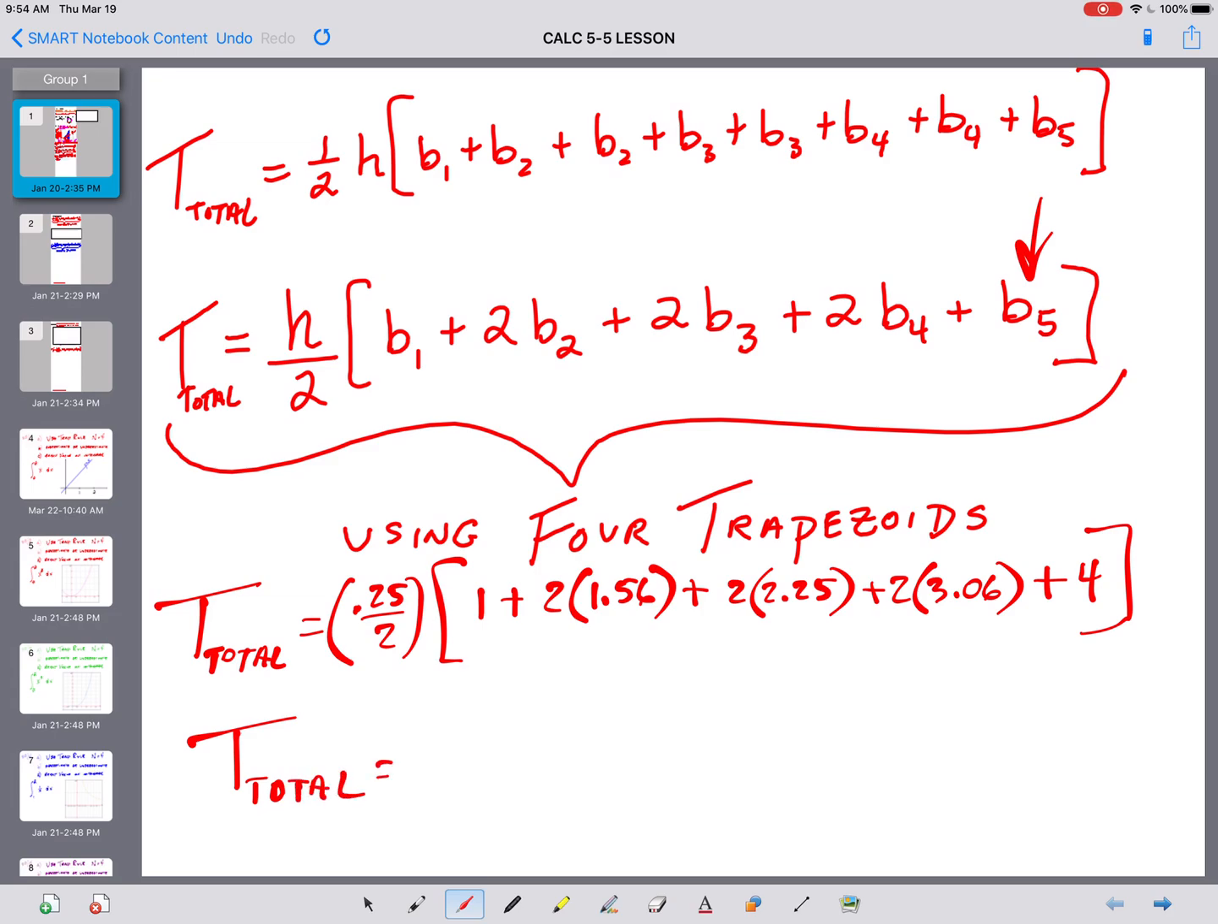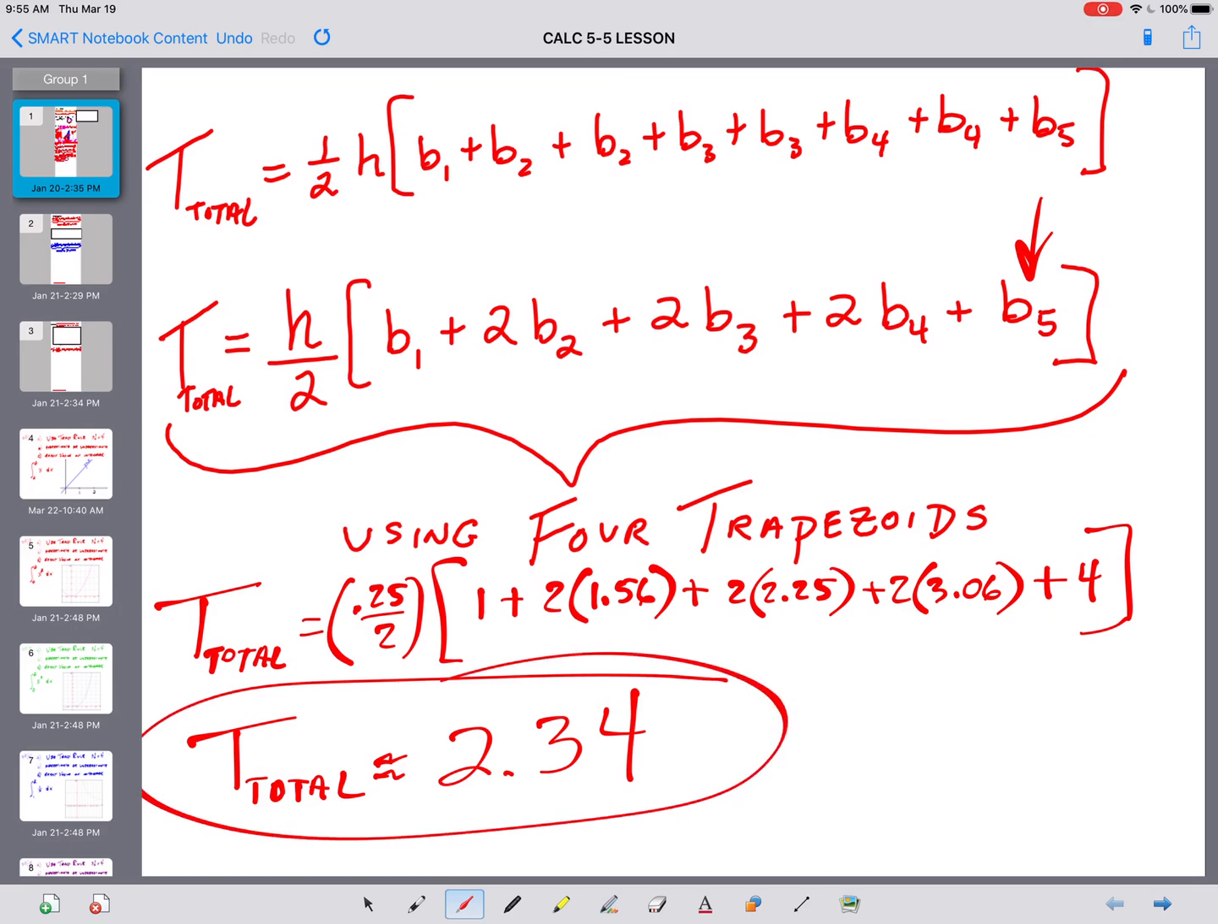Let's do that on our calc, see what we got here. Okay, here we go. Clear that. Okay, we've got parenthesis 0.25 divided by 2, good. Parenthesis, we got 1 plus 2 times 1.56 plus 2 times 2.25 plus 2 times 3.06 plus 4. Total, 2.34. We'll say that's our estimate of all 4 of those trapezoids.